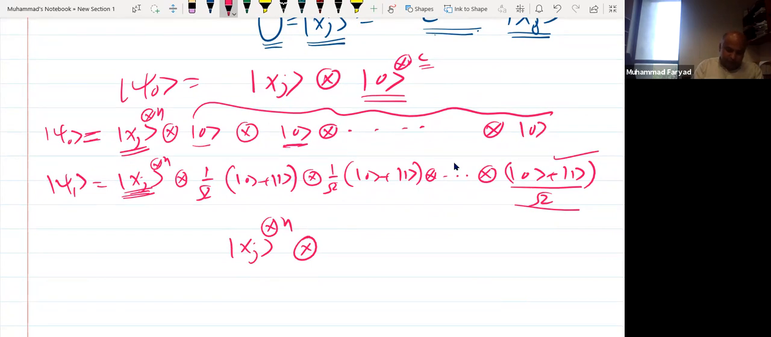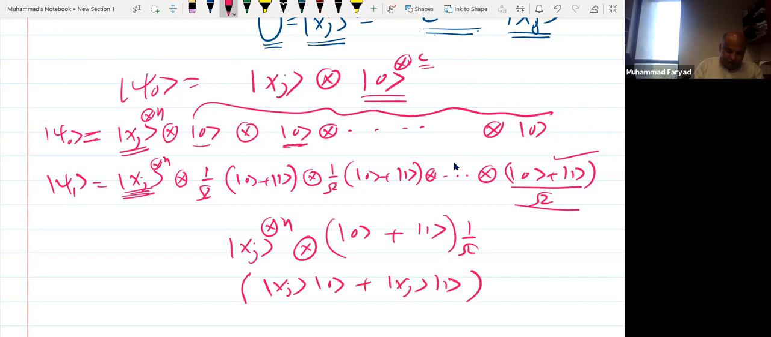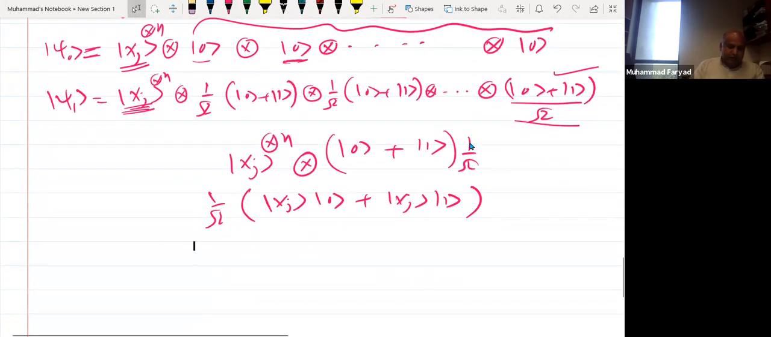So this one I can write as 0 plus 1 under root 2. So let's combine them. In combination I can write xj 0, xj 1, and there is a 1 over square root 2. Now, when I apply a unitary operator on this one, it's a controlled unitary operator.